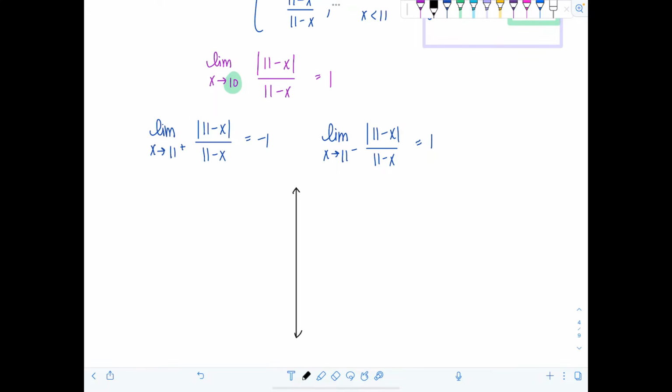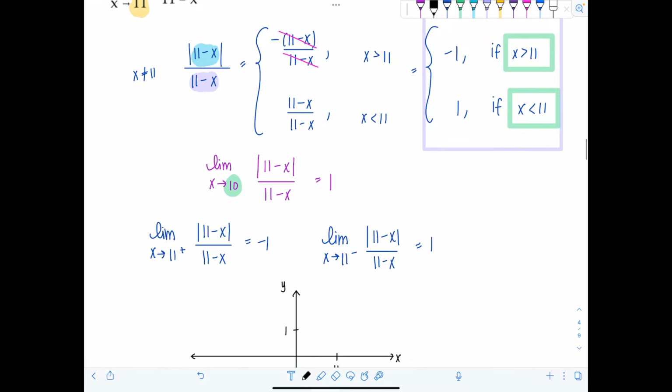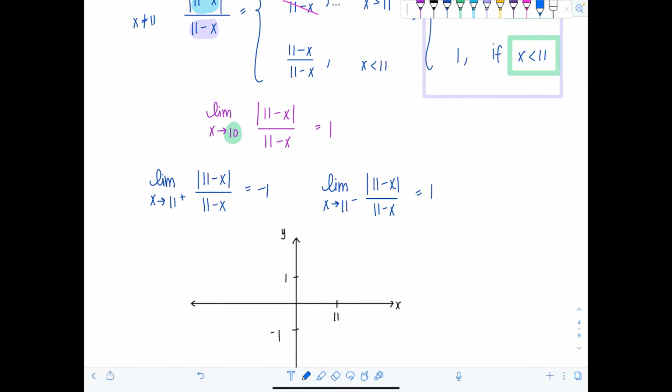Just to help you see what's going on, here's x. Here's 11. This is where all the action happens. You don't need to make 11 tick marks. Your graph, your world. Here's 1, negative 1. There's going to be an open circle at 11. It's not in the domain. The function equals negative 1 if x is greater than 11. So open circle, boom. Positive 1 if x is less than 11. Okay. Pretend it went through beautifully. Oh, it did. Great.